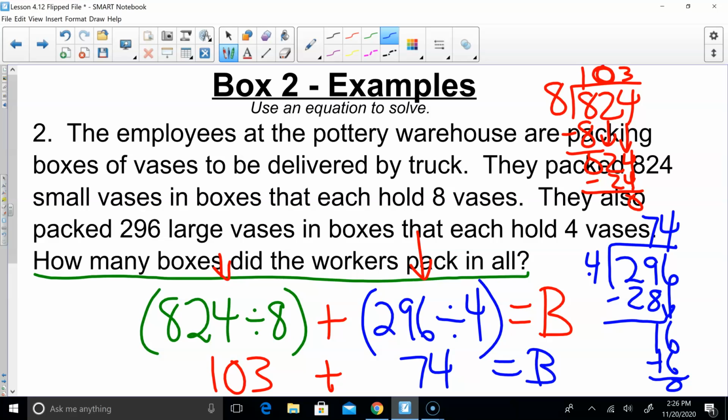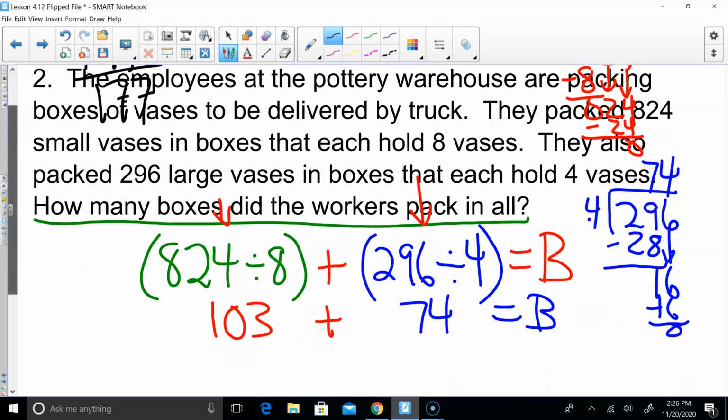Now all I need to do, my last and least step, is add 103 plus 74, which would give me an answer of 177. So 177 boxes is what they packed. You can pause the video right now, rewatch it, and see how we work through all the steps of this word problem, which can help you with solving your word problems.